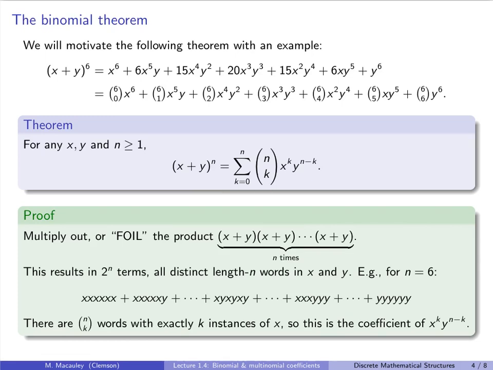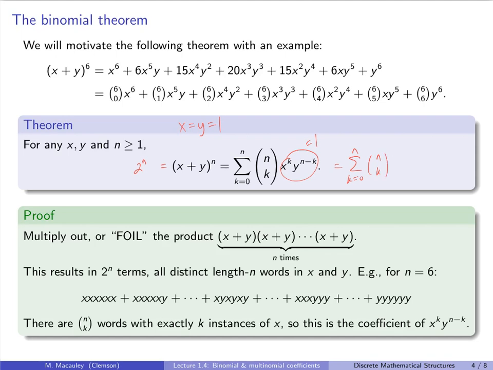Now, one last thing I want to mention is that this identity we just verified holds for all variables x and y. So x and y are anything, and we can plug in numbers for these. So imagine what happens if you take x equals y equals 1. The left-hand side is 2 to the n. And on the right-hand side, these just become 1 to the k times 1 to the n minus k, and we get the sum from k equals 0 to n of n choose k.